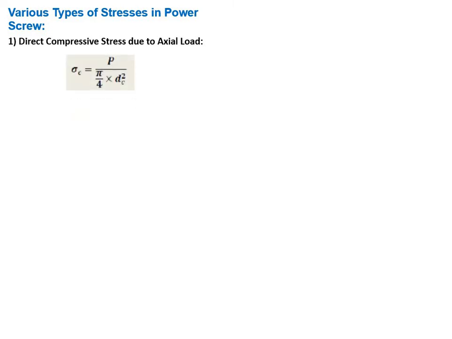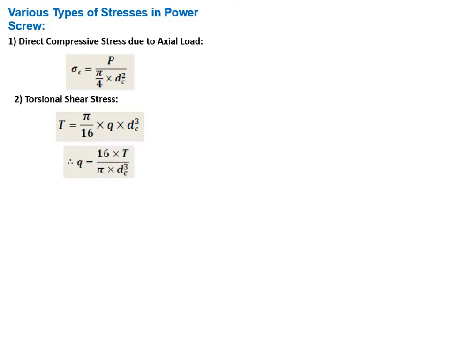Now we will see the various types of stresses in a power screw. The first one is the direct compressive stress due to the axial load. The equation is sigma c equal to P upon pi by 4 dc square, that is, P upon the area of that particular screw. Now the torsional shear stress: tau equal to pi by 16 into q into dc cube, where q is equal to 16 into T divided by pi dc cube.